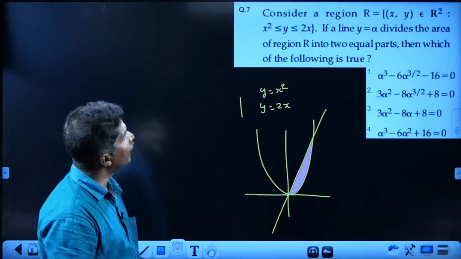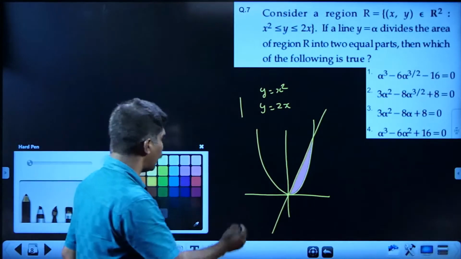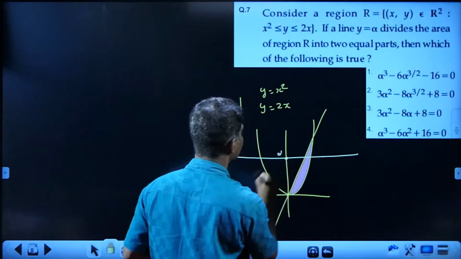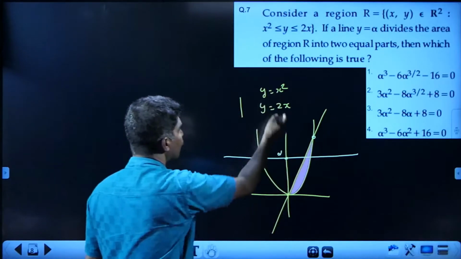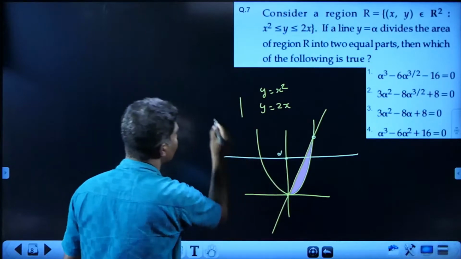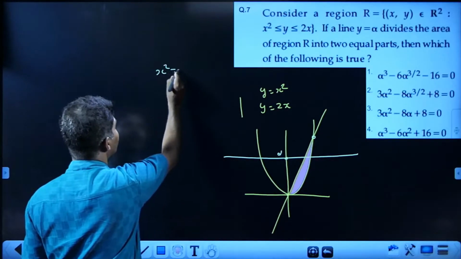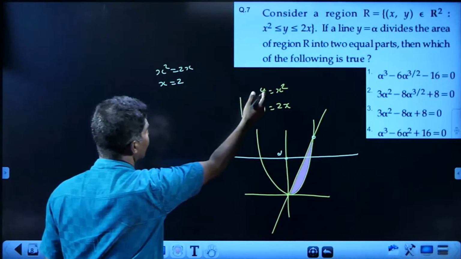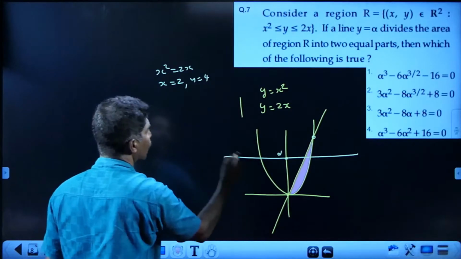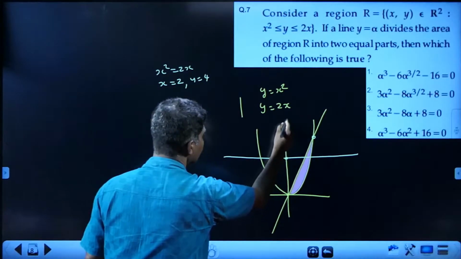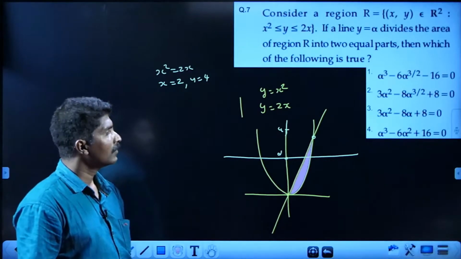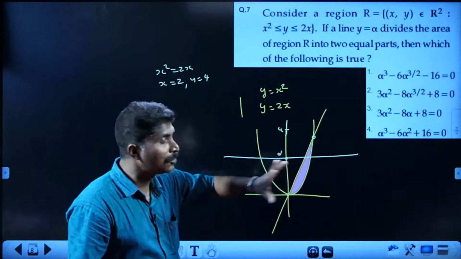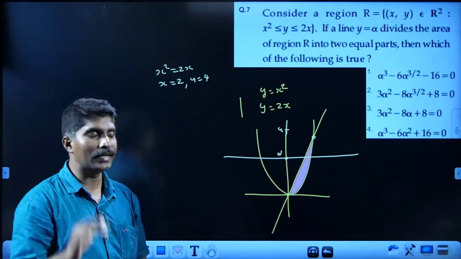And y equal to alpha is a line like this. We will find the point of intersection. One point is of course 0, 0. So I will write x square equal to 2x, so x is equal to 2 or x equal to 0. X equal to 2 means y is equal to 4, so this point will be 4. The line y equal to alpha divides this region into 2 equal parts. Then what you have to calculate is alpha.